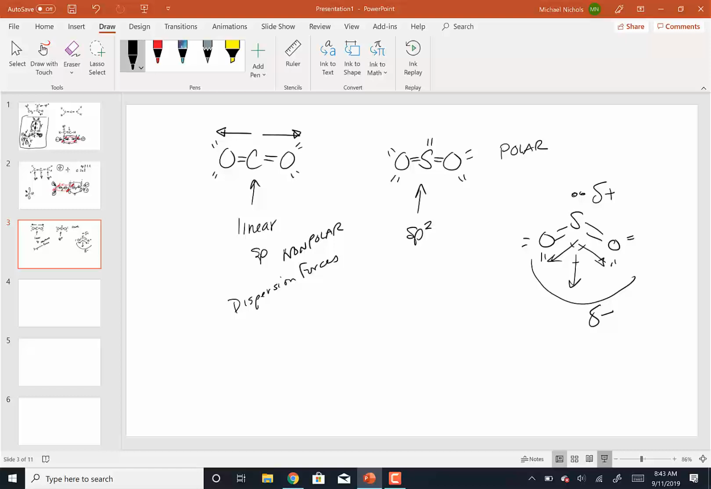So dispersion between two nonpolar molecules, and then between two polar molecules. So between two SO2 molecules, our strongest force would be dipole-dipole. So the strongest force between two of these molecules would be dipole-dipole.